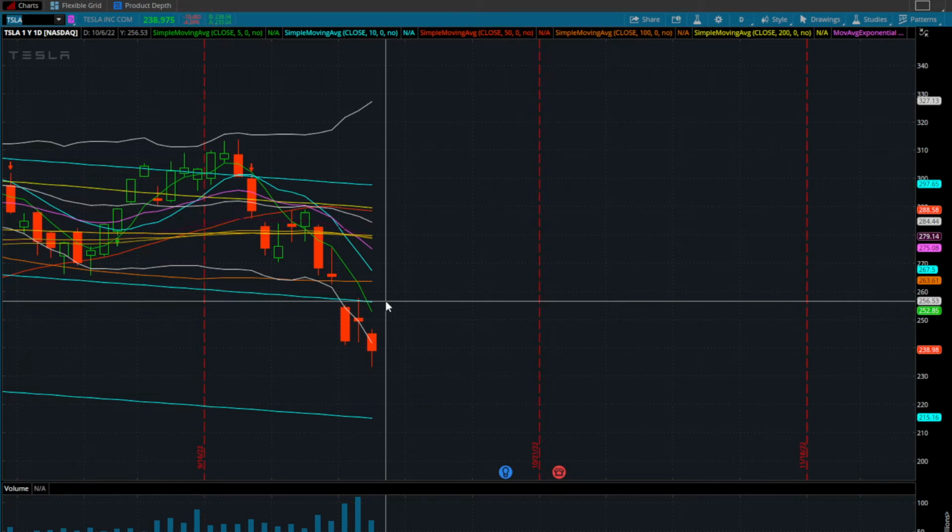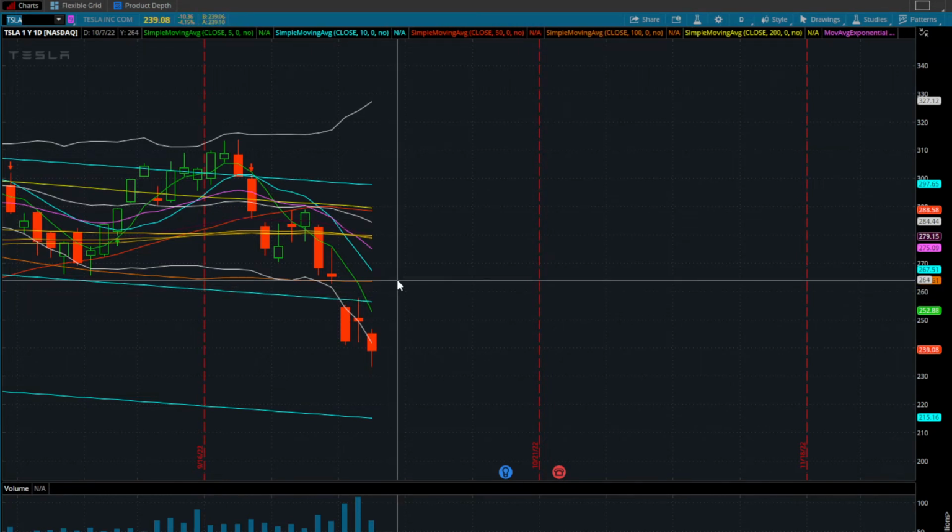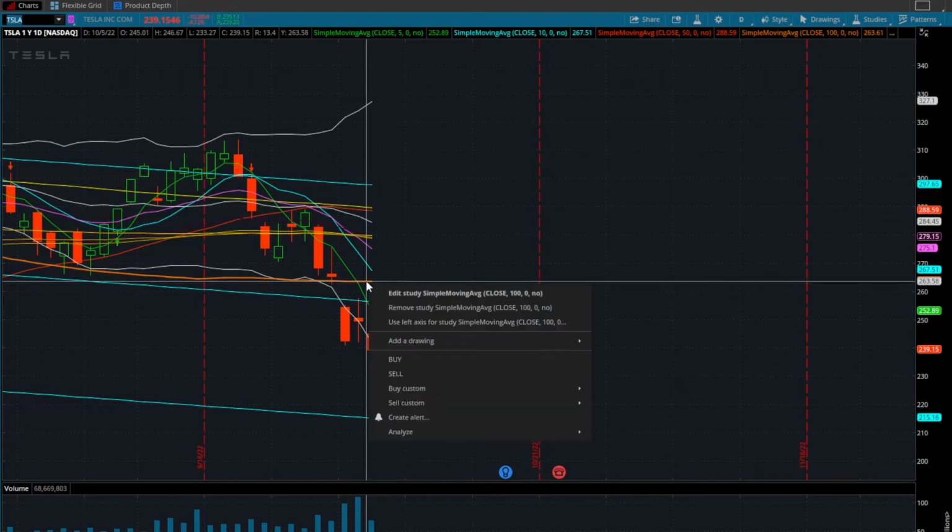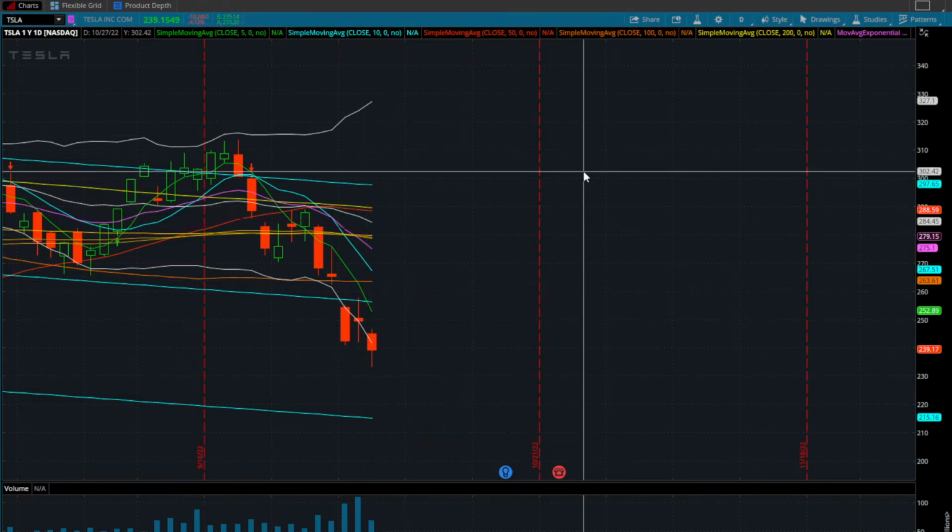So from 256, 257, we would try to be targeting a price point of around $260 to $263. That is going to be the 100-day simple moving average on your chart if you want to take a look at that.